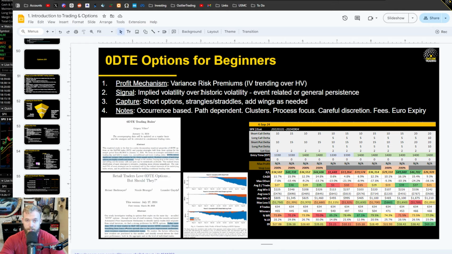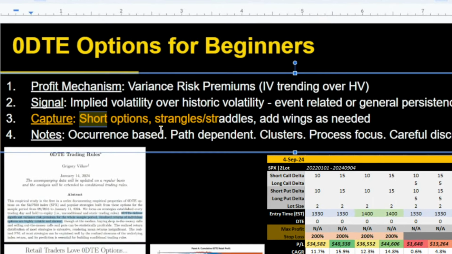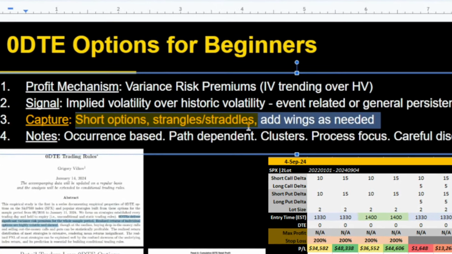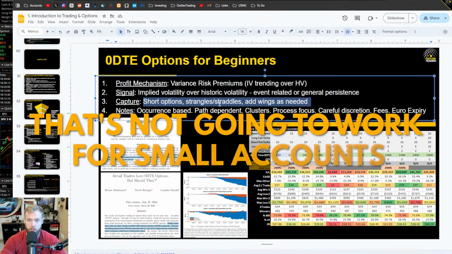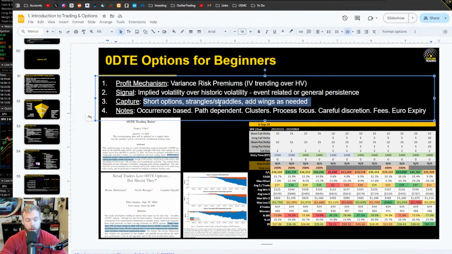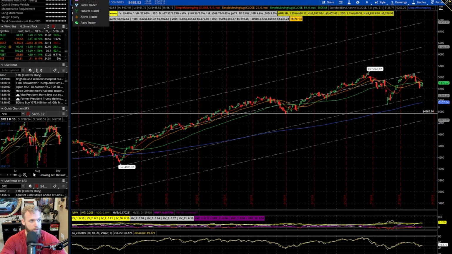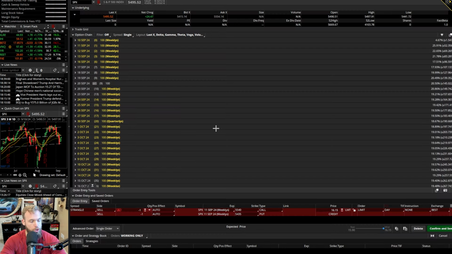So that's the signal. Now, when it comes to capturing it, I'm going to use things like short options. I use short strangles or short straddles, but that's not going to work for small accounts, because if you are on a Regulation T account, it's probably going to be hundreds of thousands of dollars if you want to sell a 20 delta short strangle, for example, in SPX. And for those that are curious, in a portfolio margin account, it's like $75,000. So that's going to be heavy for most smaller traders.